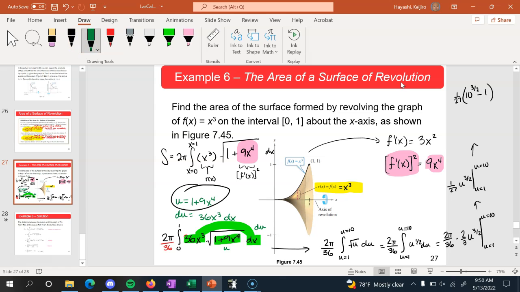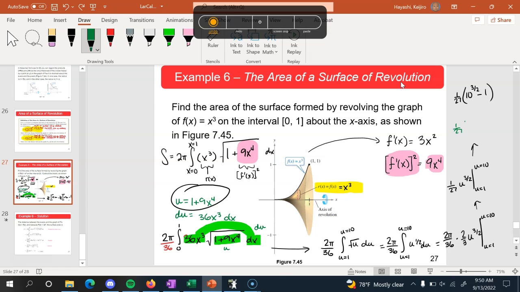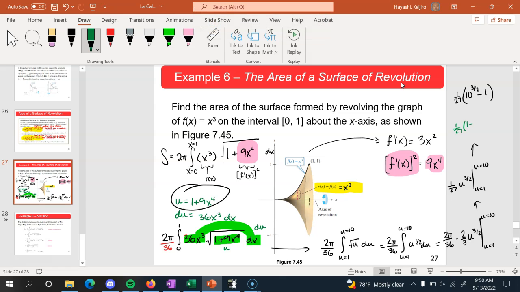And if you like, you actually can switch it back in terms of x: 1 plus 9x to the 4th, to the 3 halves, evaluated from x equals 0 to x equals 1. Either way, you're going to end up with 10 to the 3 halves minus 1 to the 3 halves, or just 10 to the 3 halves minus 1.